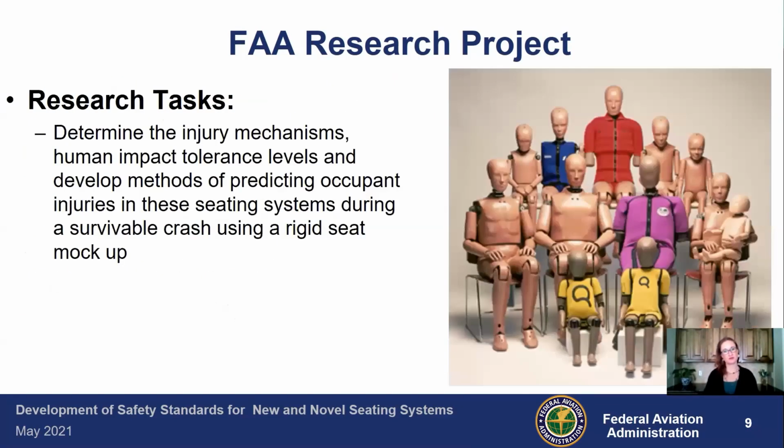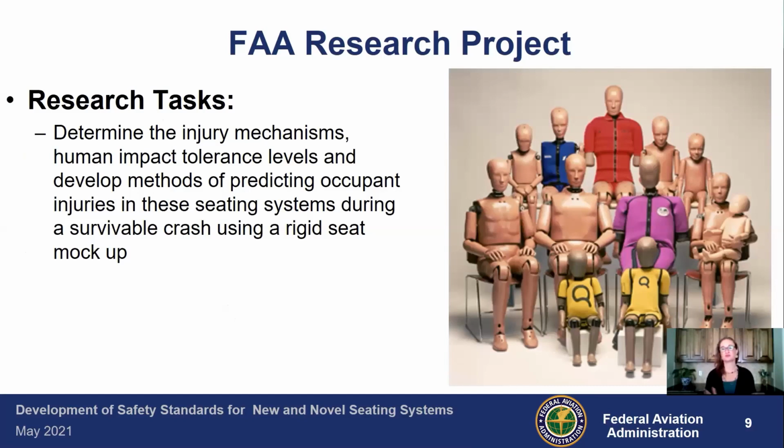So we kind of broke it down into two research tasks. The first one was to determine what type of injury mechanisms. So what type of injuries do we expect to see, determine what the human impact tolerance levels of these injury mechanisms are, and then come up with a way to predict the occupant injuries in these seating systems during a survivable crash. The first part was to use a rigid seat mock-up based on information we got from industry.